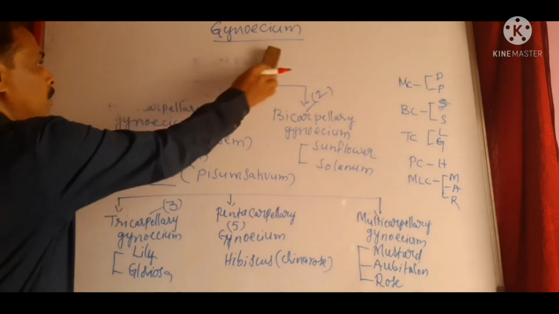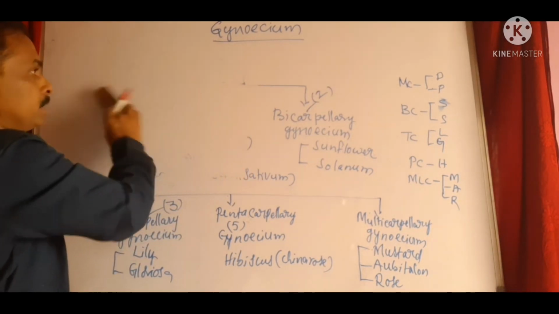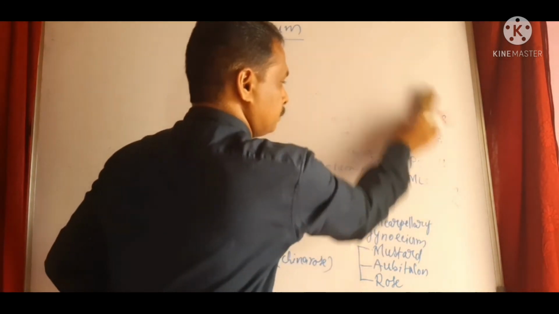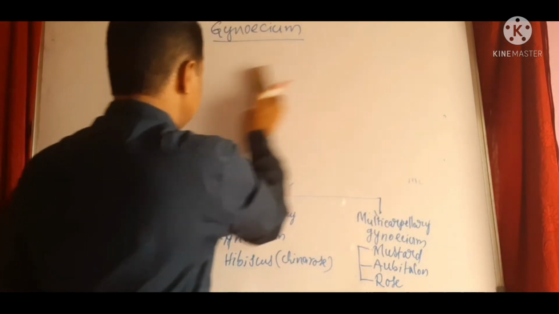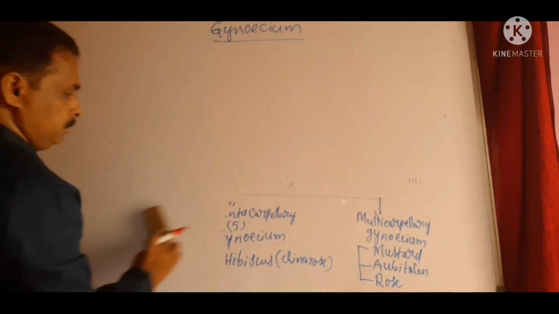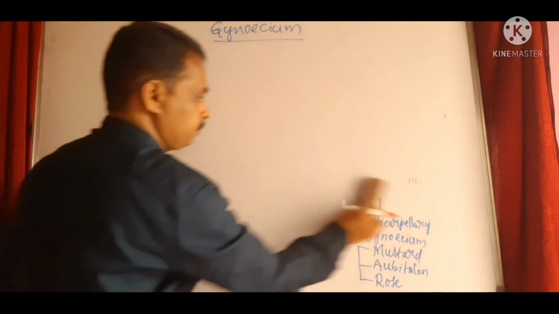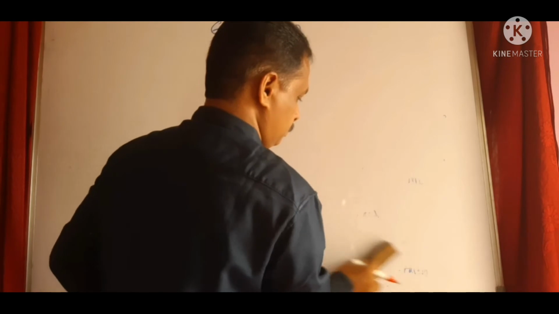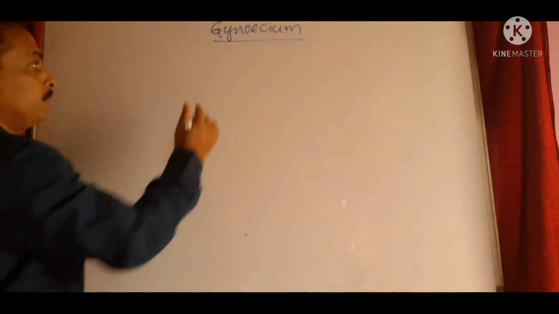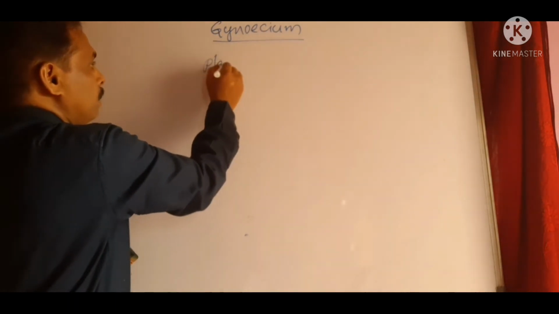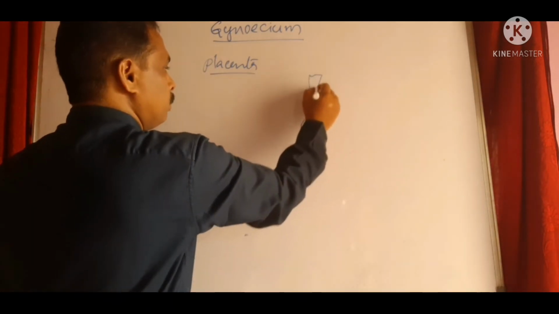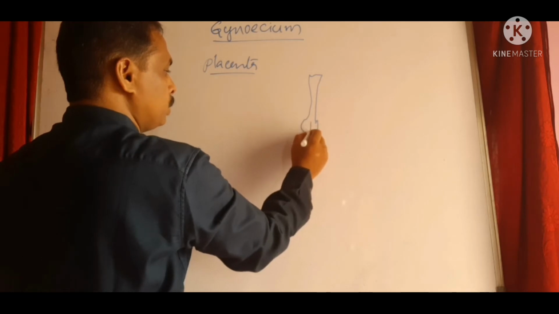Now we are going to talk about the next topic. Look at here. Another one is placenta. What is placenta? In the ovary, there is a cushion-like tissue present.